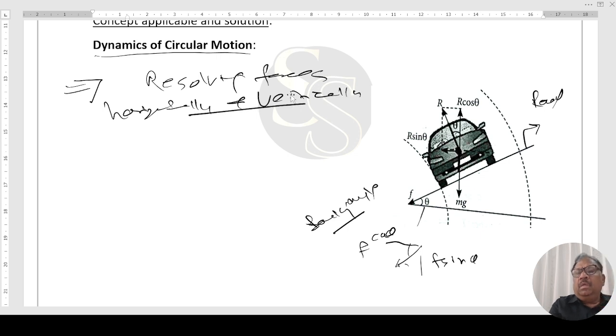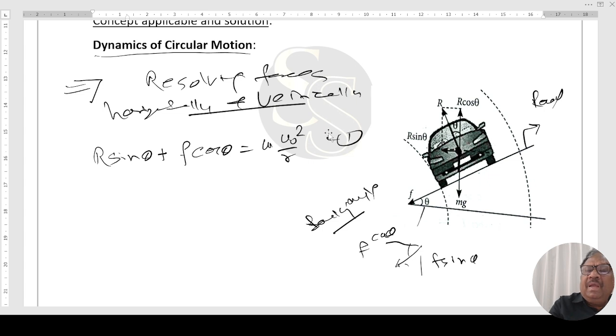If we talk about the horizontal, then R sin theta plus F cos theta equals, it is not a horizontal acceleration, this is a circular acceleration, centripetal acceleration: m times v naught square by r, where v naught is the maximum speed allowed and r is the radius of the circular path. This is equation 1. And what will happen in vertical motion?